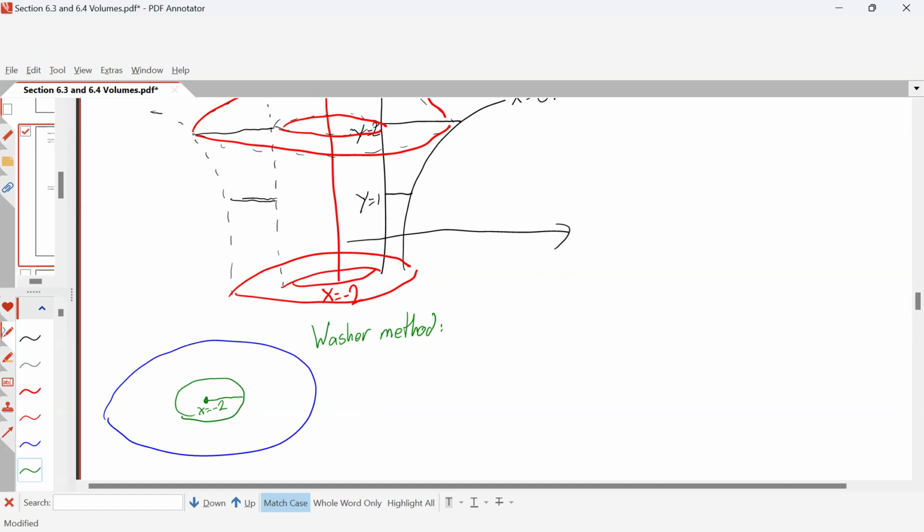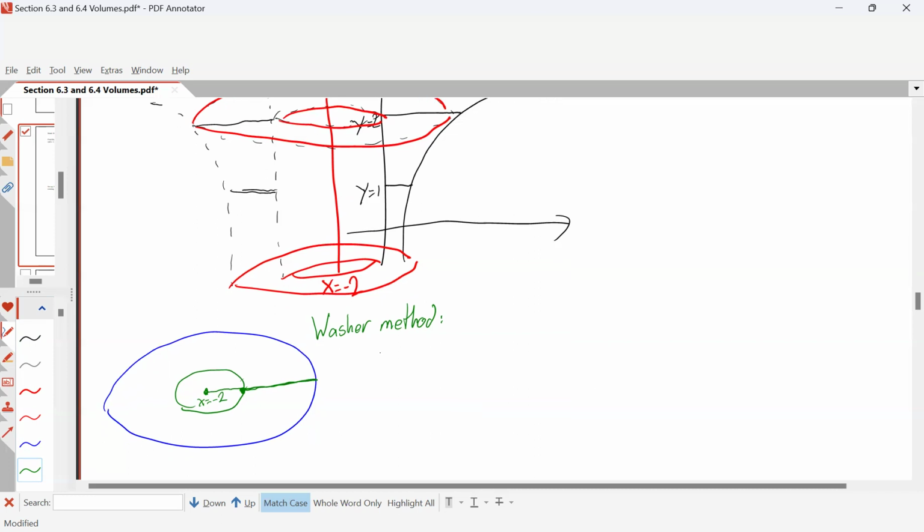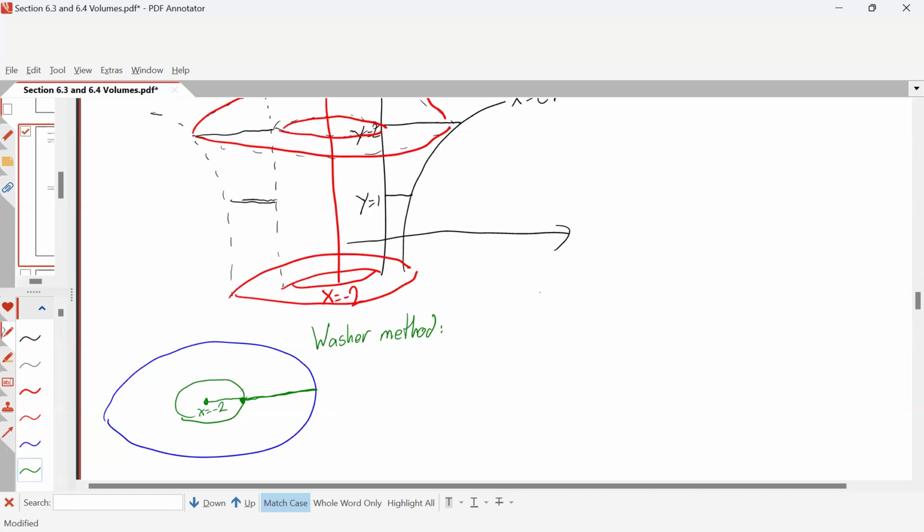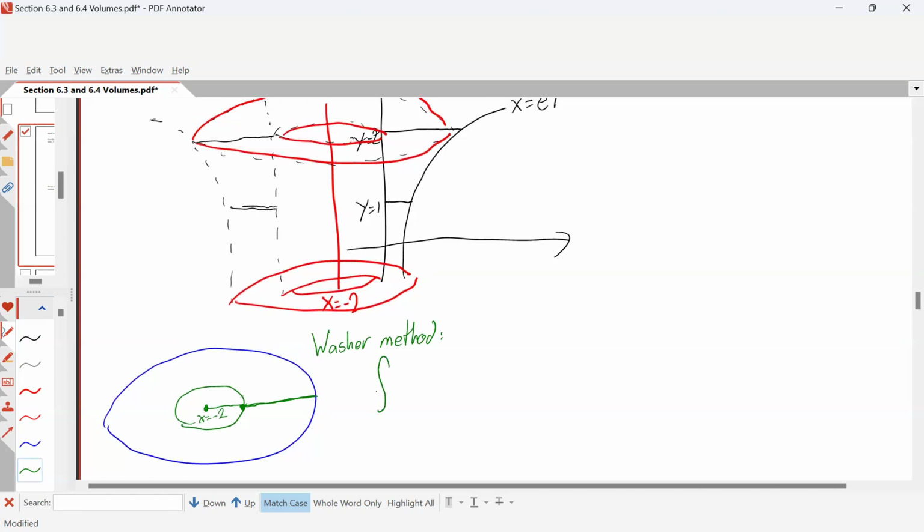And we have this small distance to just get to where we have some of our solid. Then we have the additional distance, the distance between our function and our smaller radius. So the washer method is the integral of pi from a to b, or c to d, of the big radius squared minus the little radius squared.